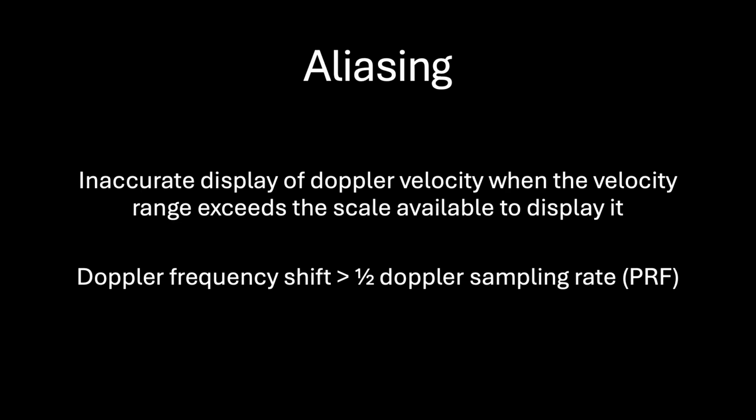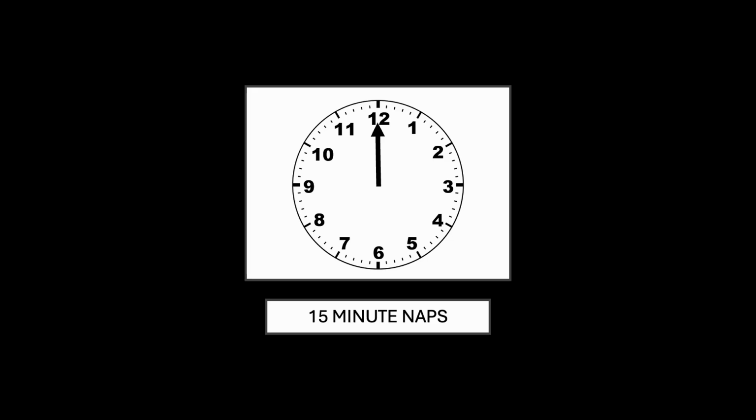There's something called the Nyquist frequency, where if the Doppler frequency shift is greater than half the Doppler sampling rate, or your pulse repetition frequency, then that's where aliasing occurs. It becomes difficult to understand which direction the velocity is actually going in. And so I thought of an easier way to understand this, and this involves looking at a clock.